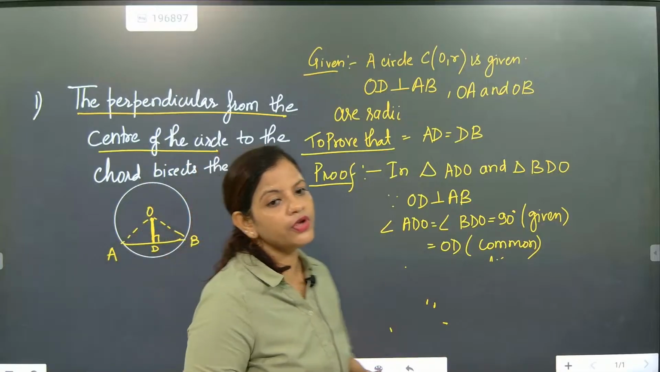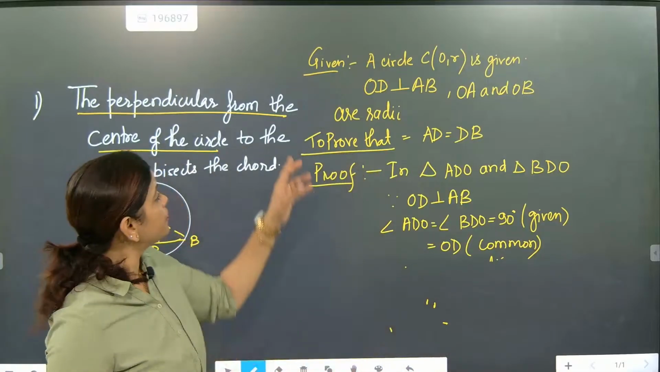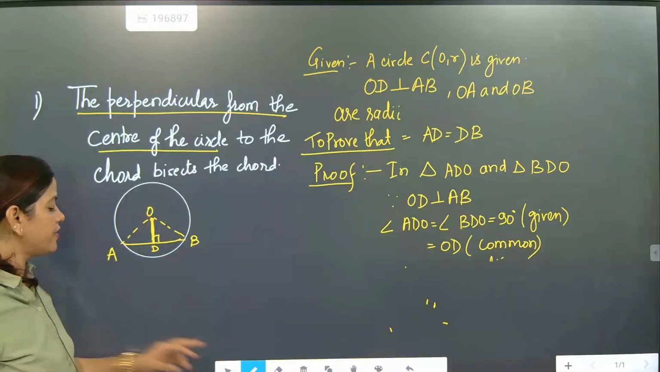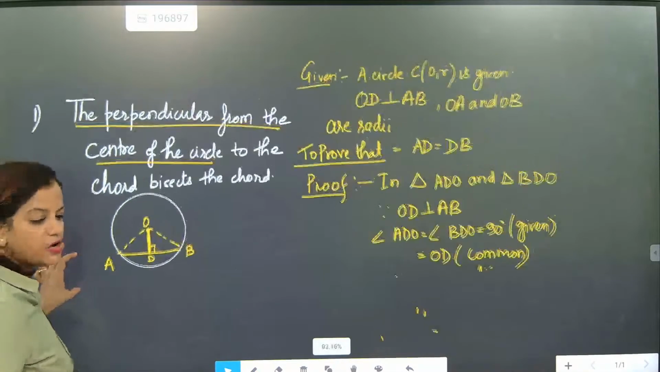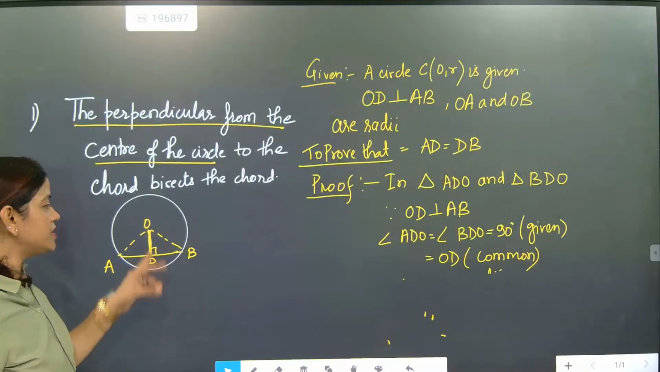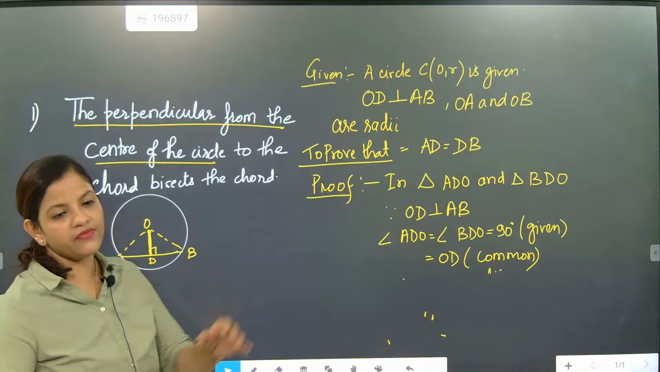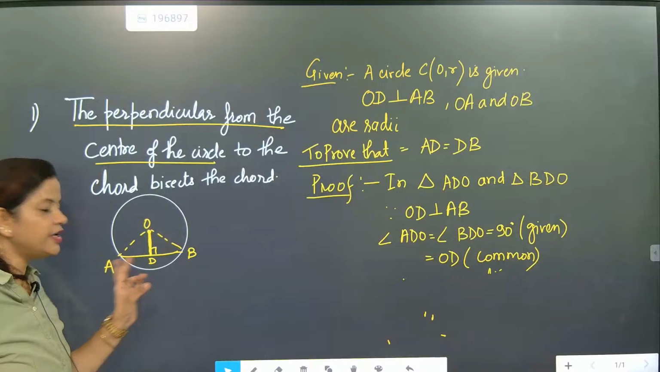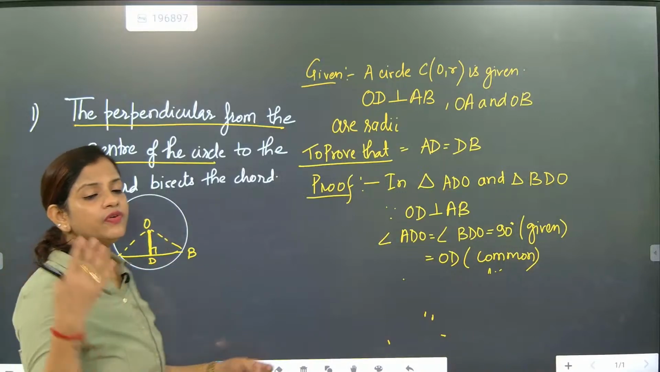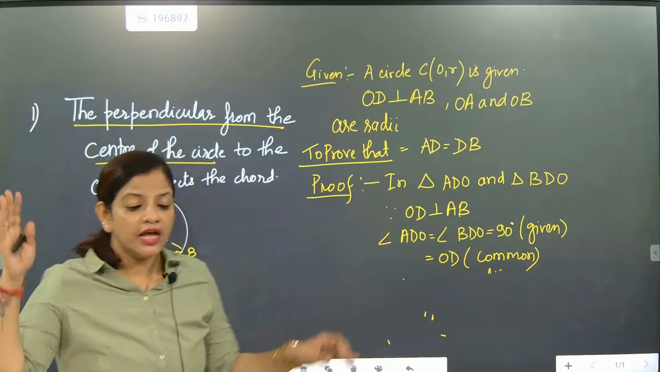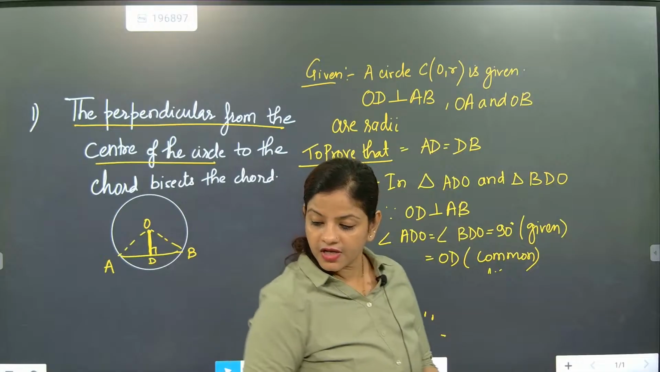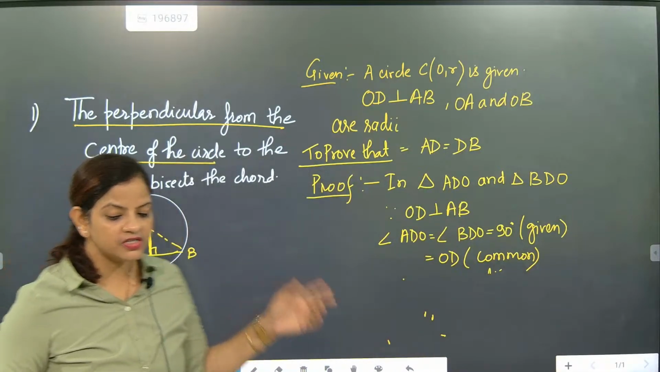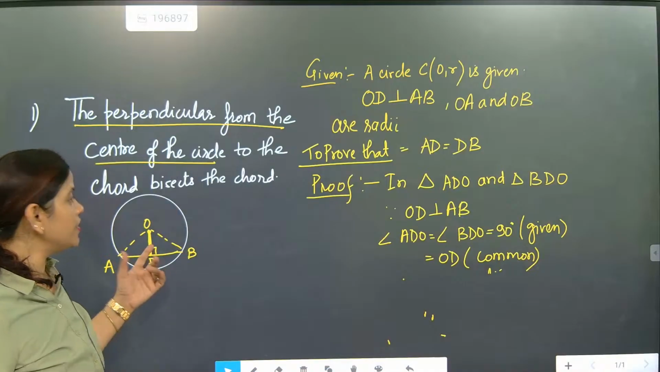So what work are we going to do? We will first write the given section, that is, a circle with center O and radius R. The technique of writing is like that. And now what is given? According to the question, they have given OD is perpendicular to AB. And we know that whenever any line is perpendicular, it will make what degree? So here, this will be 90 degrees.